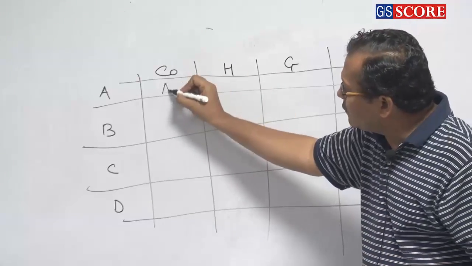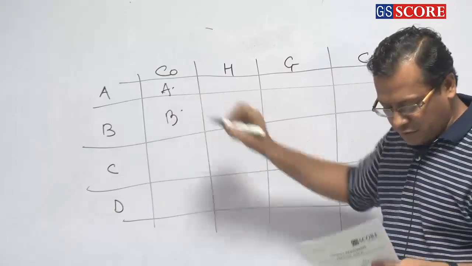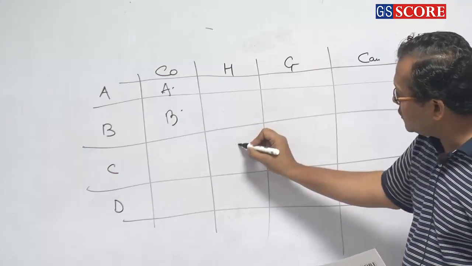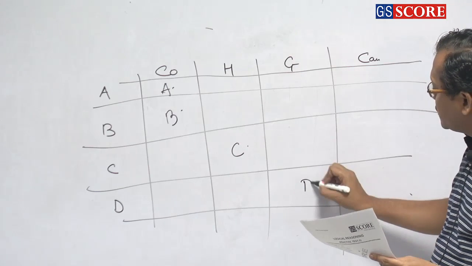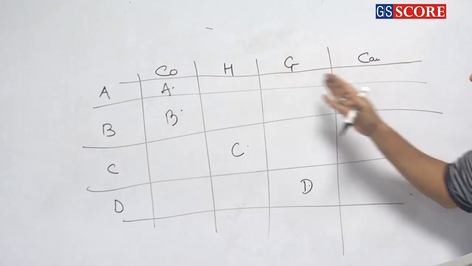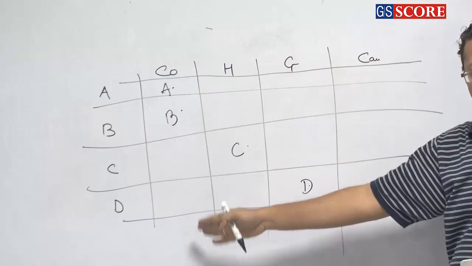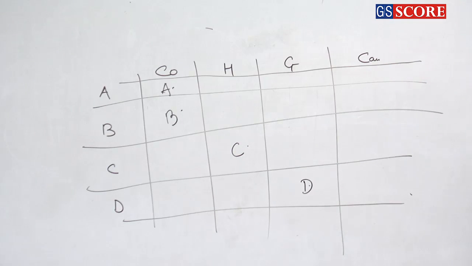So A ended up with his own coat. B ended up with his own coat. C ended up with his own hat. D ended up with his own gloves. In one row it will be only one ABCD, in one column it will be one ABCD. That is the logic. Now it is a trial and error kind.